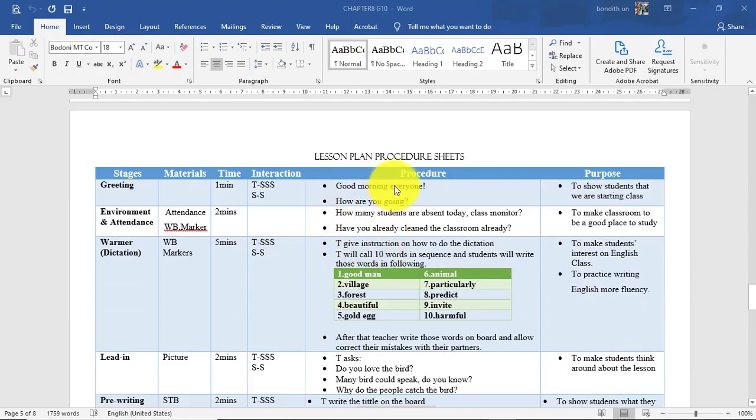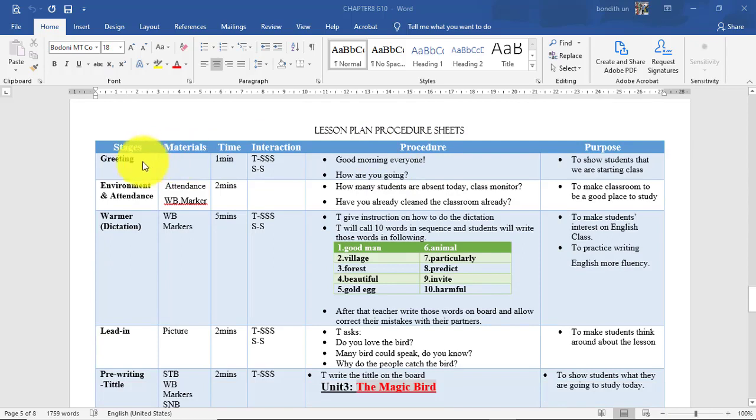We continue to the lesson plan procedure sheets. Here I divided it into stages, materials, time, interactions, procedure, and purpose. The first thing that I have planned is greeting, environment and attendance. I also see your lesson plan model doesn't have all of this, so I'm sorry for that.